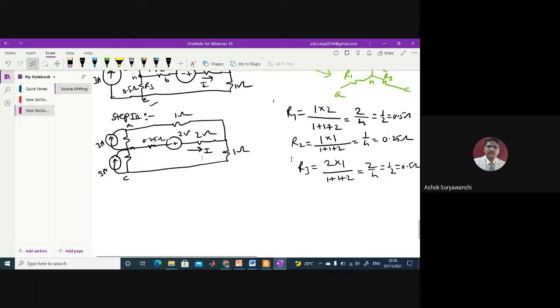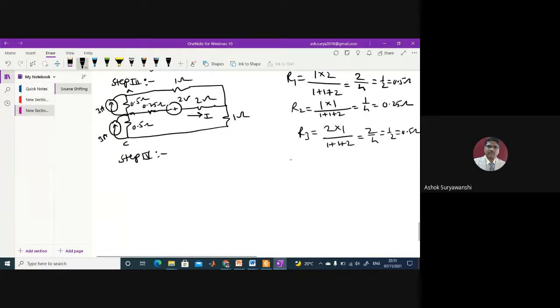What is step 4? Step 4 is now, because of this current source shifting, across each of the current sources there is a resistance directly, right? Now this is 0.5 ohm and this is 0.5 ohm. So you can transform this current source into an equivalent voltage source, and let's see what happens.